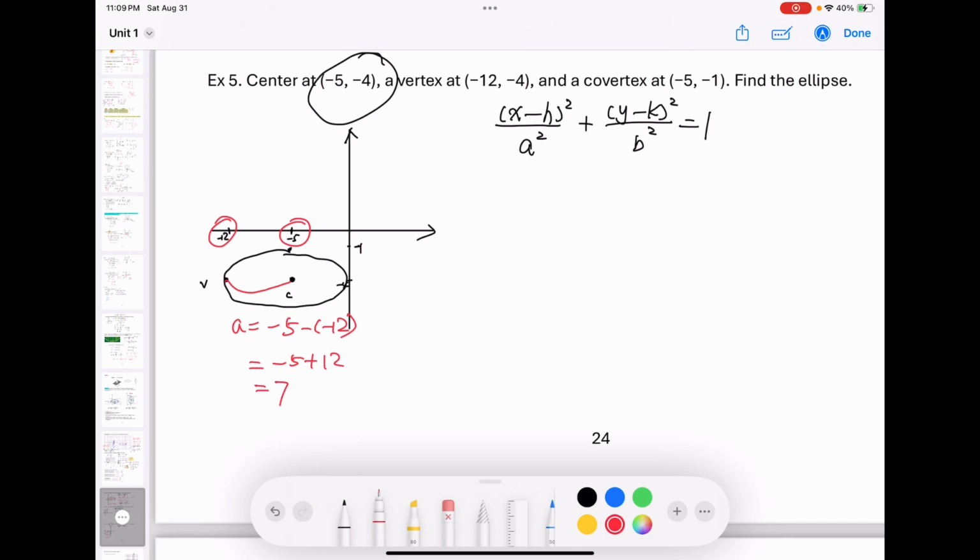And what is the b? B is the distance from the center to the co-vertex. So we count negative 1, negative 4. So the b is equal to big number, negative 1, minus negative 4. The difference is negative 1 plus 4 is positive 3. So the b is positive 3. Some of you say, I can tell from the image, you don't have to do the subtraction. Yes, it's up to you. You can tell that from negative 4 to negative 1 is 3, the distance. Okay, we have the A, B, C, and the h comma k. We bring all of them into my formula. So we are having x minus negative 5. You can make it short. You just say x plus 5.